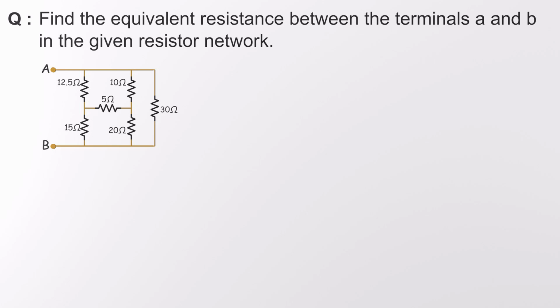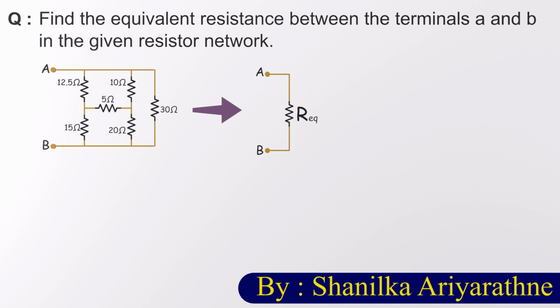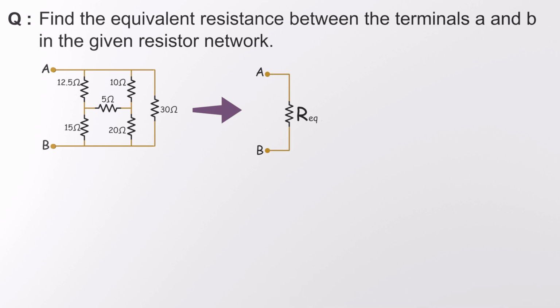Let's find the equivalent resistance between terminals A and B in this tricky resistor network. Now, usually when we solve circuits, we just look for resistors in series or parallel and knock them out step by step. Easy. But sometimes it's not so easy. Take a look at this circuit.